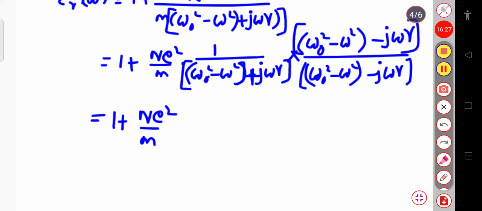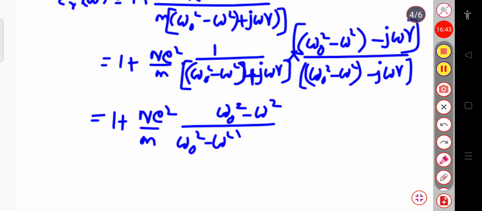If I directly write the real part and the imaginary part separately, the real part will be omega naught square minus omega square, divided by omega naught square minus omega square whole square, plus omega square gamma square.